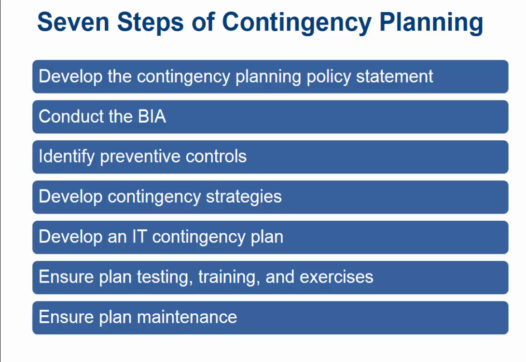Number 2, conduct the business impact analysis. Number 3, identify preventive controls. So you can see steps 2 and 3. If you've already done a risk assessment, you can help identify these things. But as you conduct a business impact analysis, then you can look at these critical functions, and from that you can develop a risk assessment. So number 3, identify preventive controls.